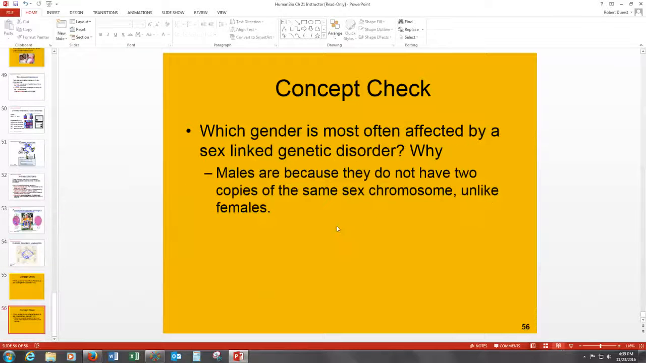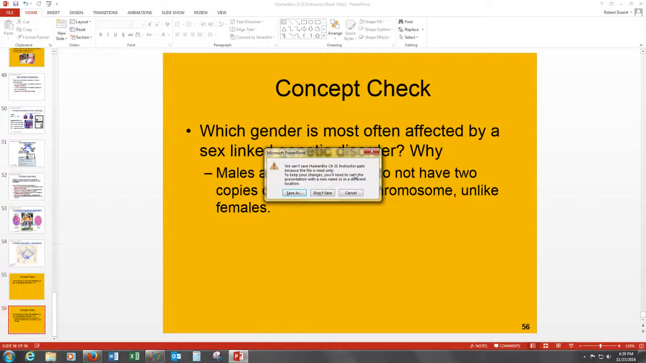And that is all we have for chapter 21 on genetics and inheritance.